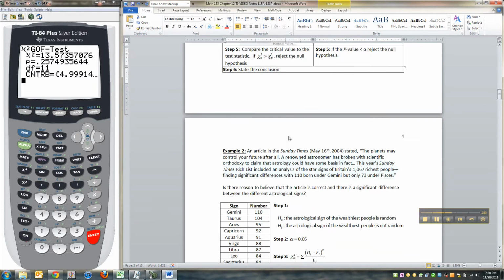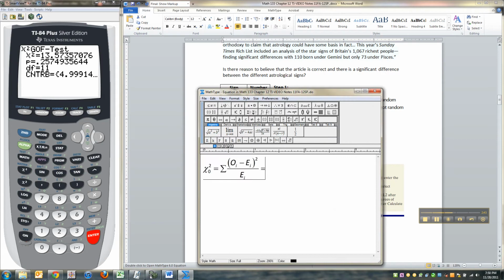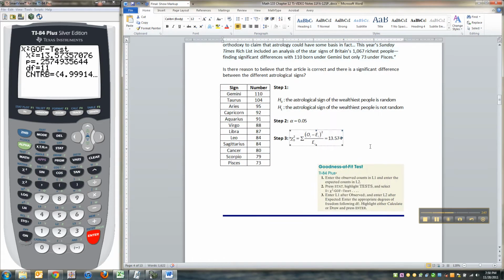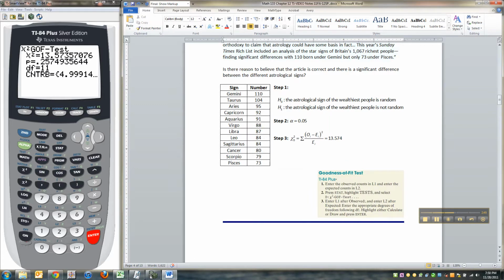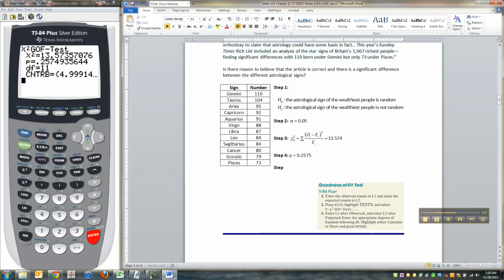So the chi-square is equal to 13.574, right? And then while we're on the subject, just for the fun of it, let me just note that the p-value is equal to 0.2575. So that means we are not going to reject H naught. Step 5, do not reject the null.